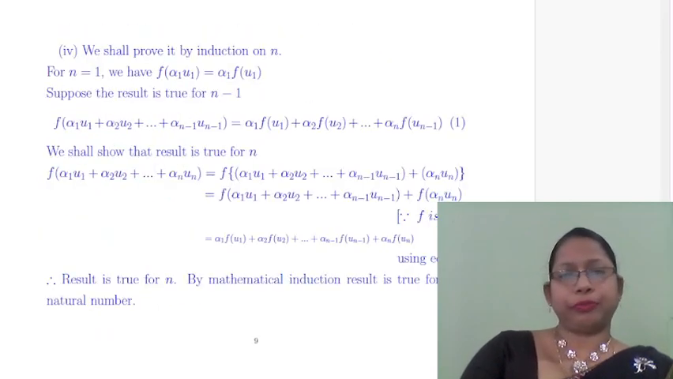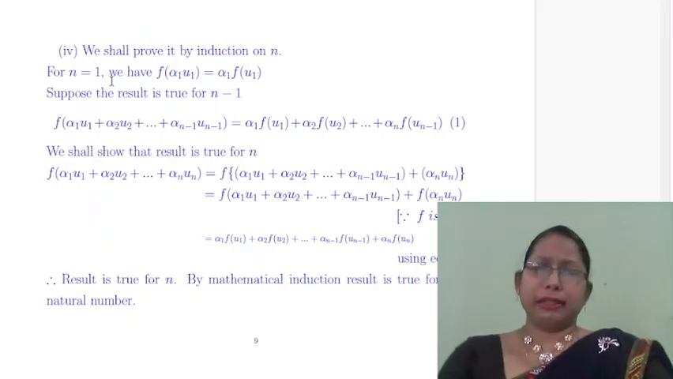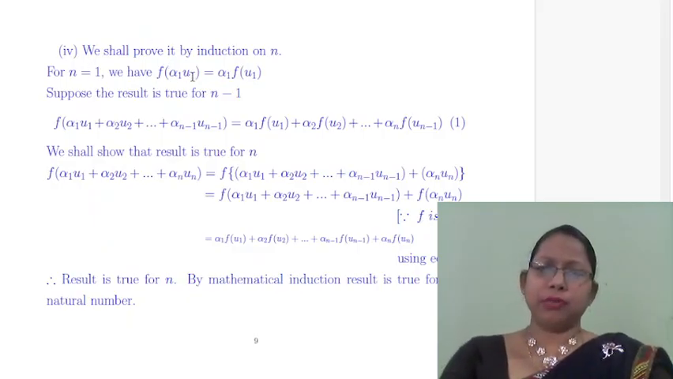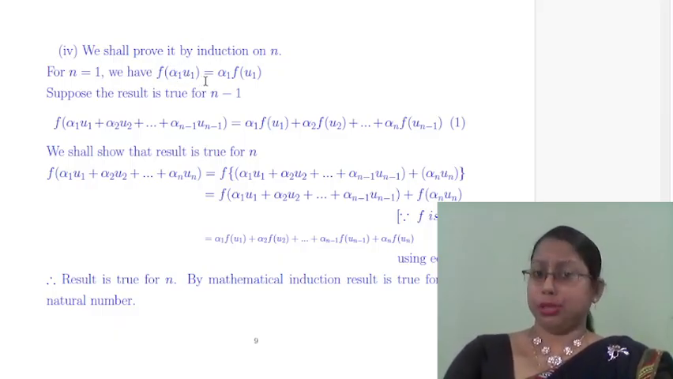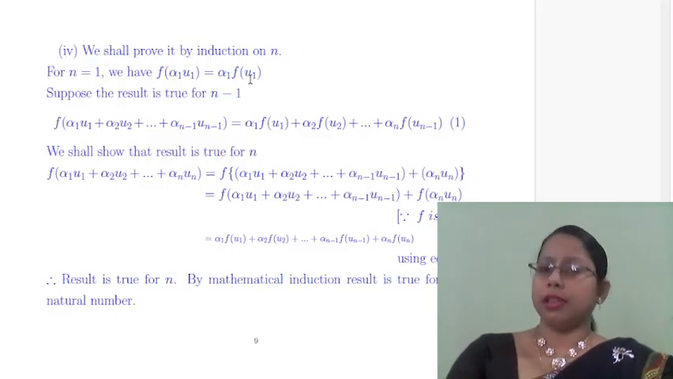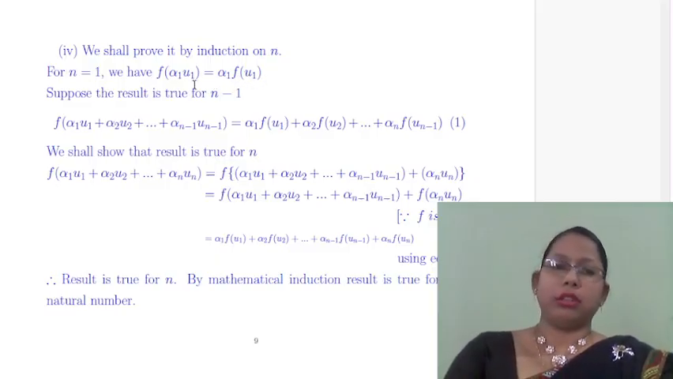Now proof. For n equal to 1, take only one vector. That is, we have f of alpha 1 u1. By using the definition of linear transformation, I will get alpha 1 f of u1. So this result holds if n is equal to 1.